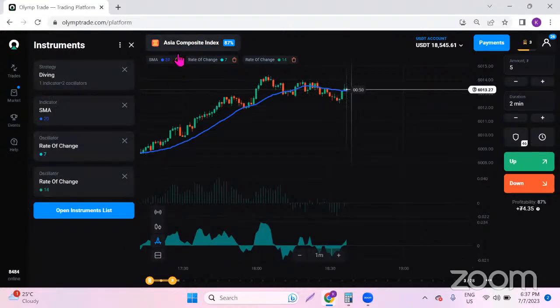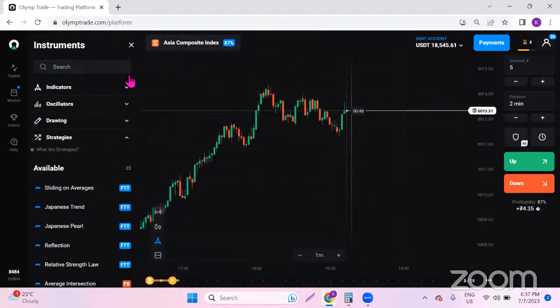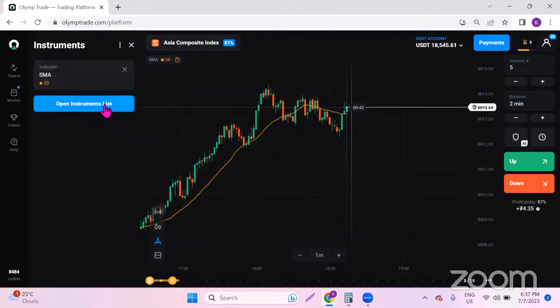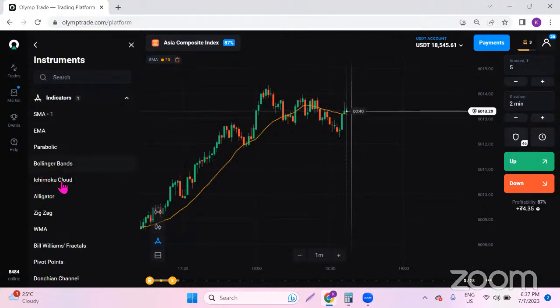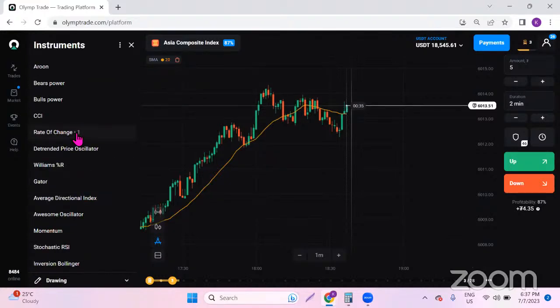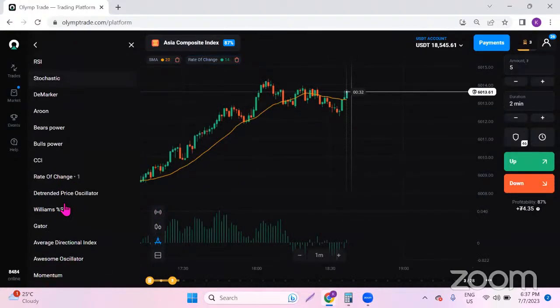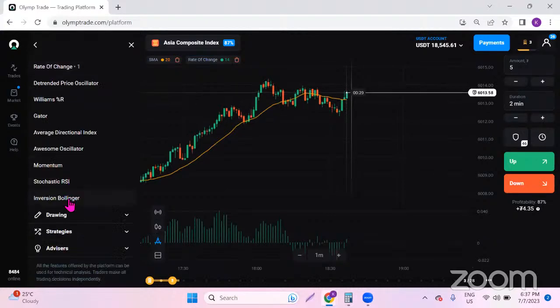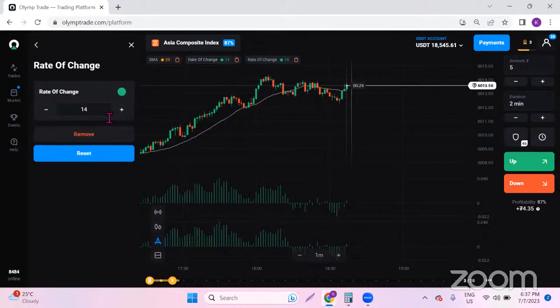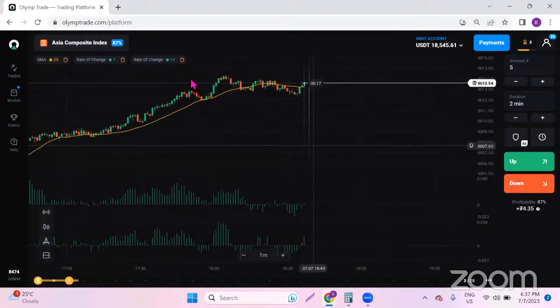If we delete this from here, you can go to indicator, and you can find an SMA activated, which is on 20, which we need. Then you can go back to oscillator, since we read that it is two oscillators. So we will have rate of change 1, and then we will go to oscillators again and add rate of change second one. As we checked, one rate of change was set to 7 and the other was 14.